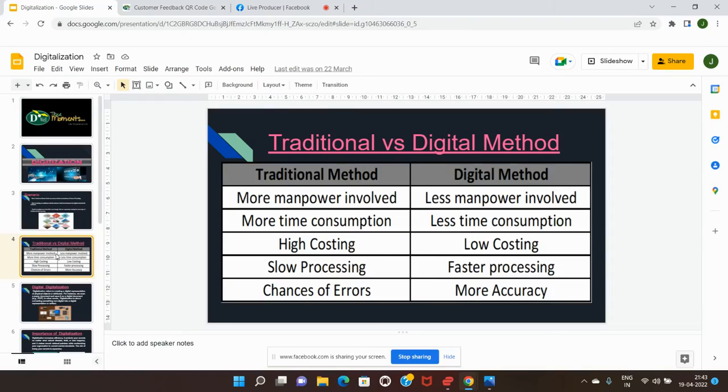On the other hand, when we are talking about the digitalization method, less manpower is used, less time consumption, low costing, faster processing, and more accuracy. So when we are talking about these key points for the digital, he has attached all these things to his business too on his online platform. So these are the main points.